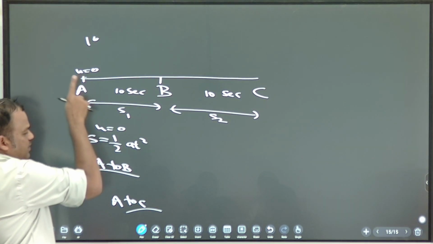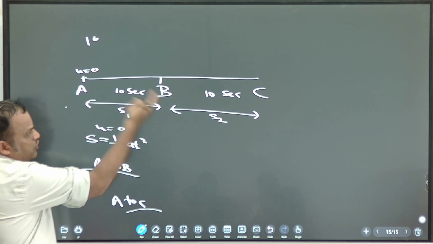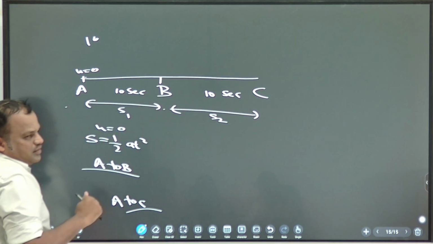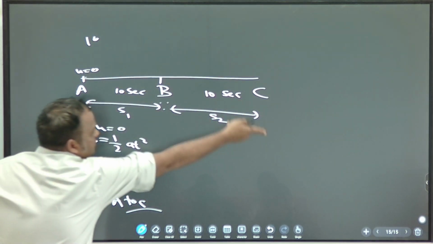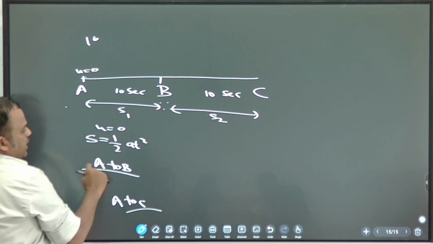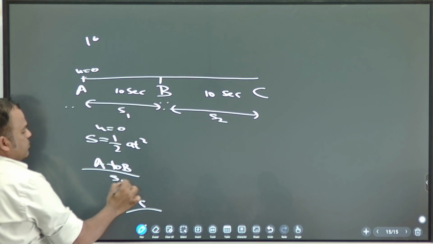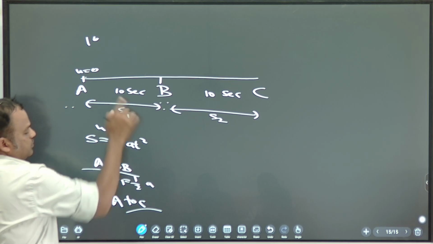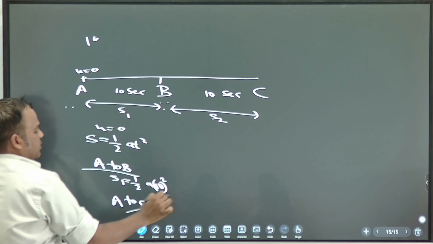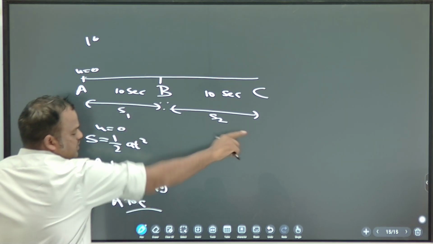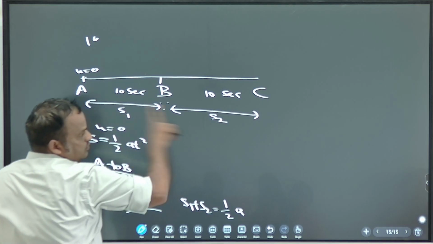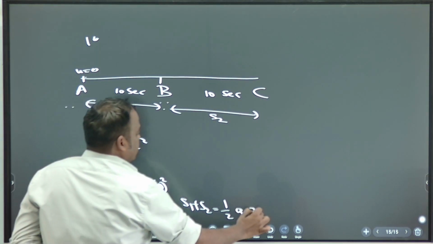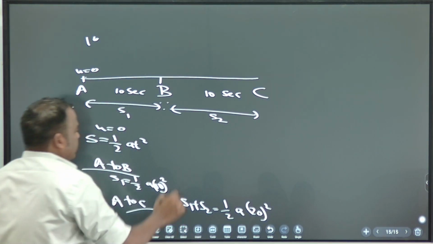U is 0. A to B, A to C. Don't take B to C. So U is 0. So tell me, A to B, what you write? S1 is half A 10 square. A to C, what you write? S1 plus S2 is equal to half A total time 20, 20 square.